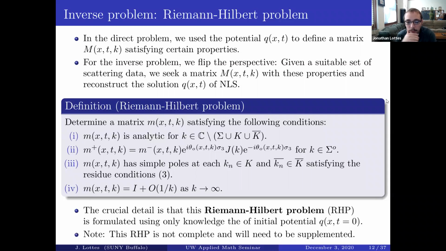The important detail that makes the IST work is that this Riemann-Hilbert problem is formulated only using knowledge of the initial potential. All of the scattering data that we generated, you can get at time 0. And so the trivial time evolution is basically baked into the Riemann-Hilbert problem. The other thing I'll note is that this Riemann-Hilbert problem is not quite complete, and we'll need to supplement it with one more thing. I mentioned before that we've got one more piece of scattering data, and those are tied together.